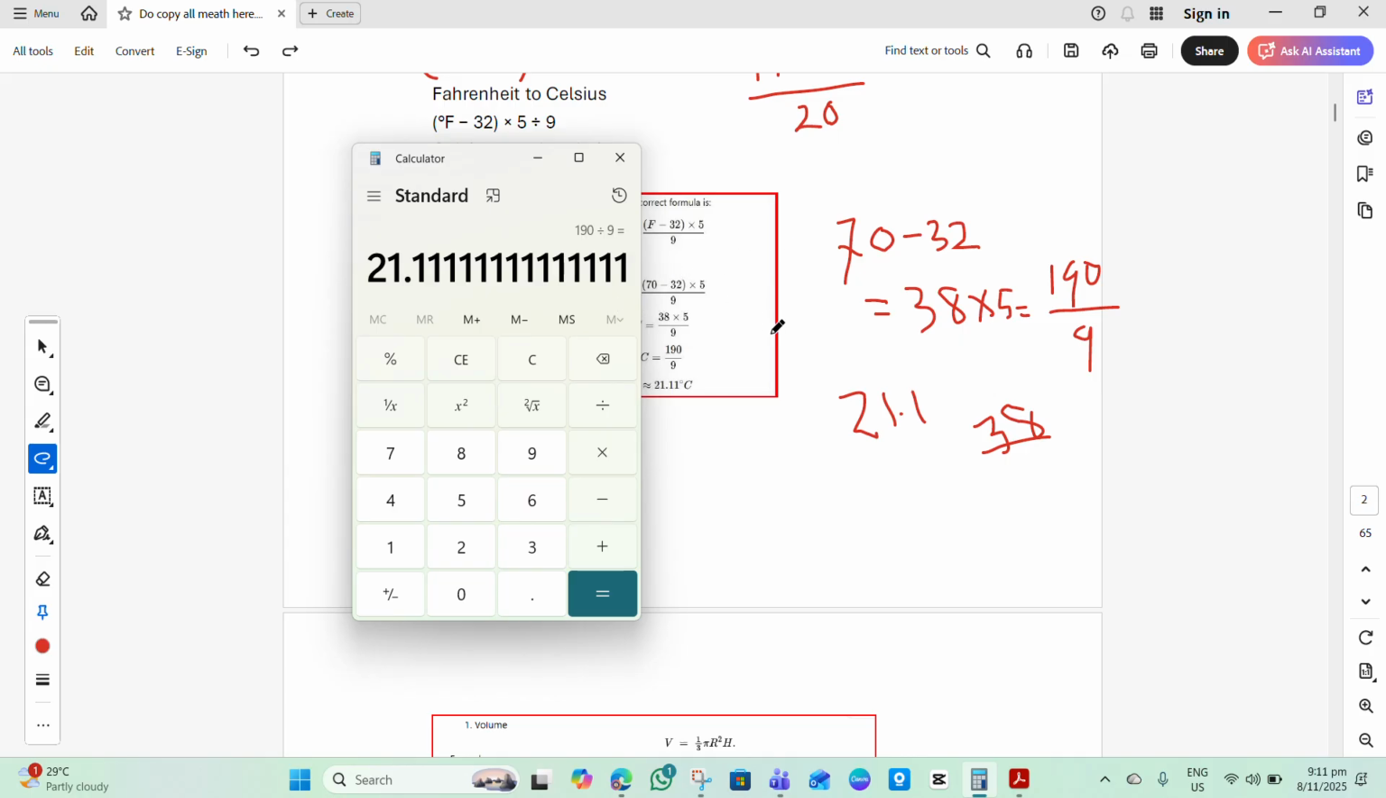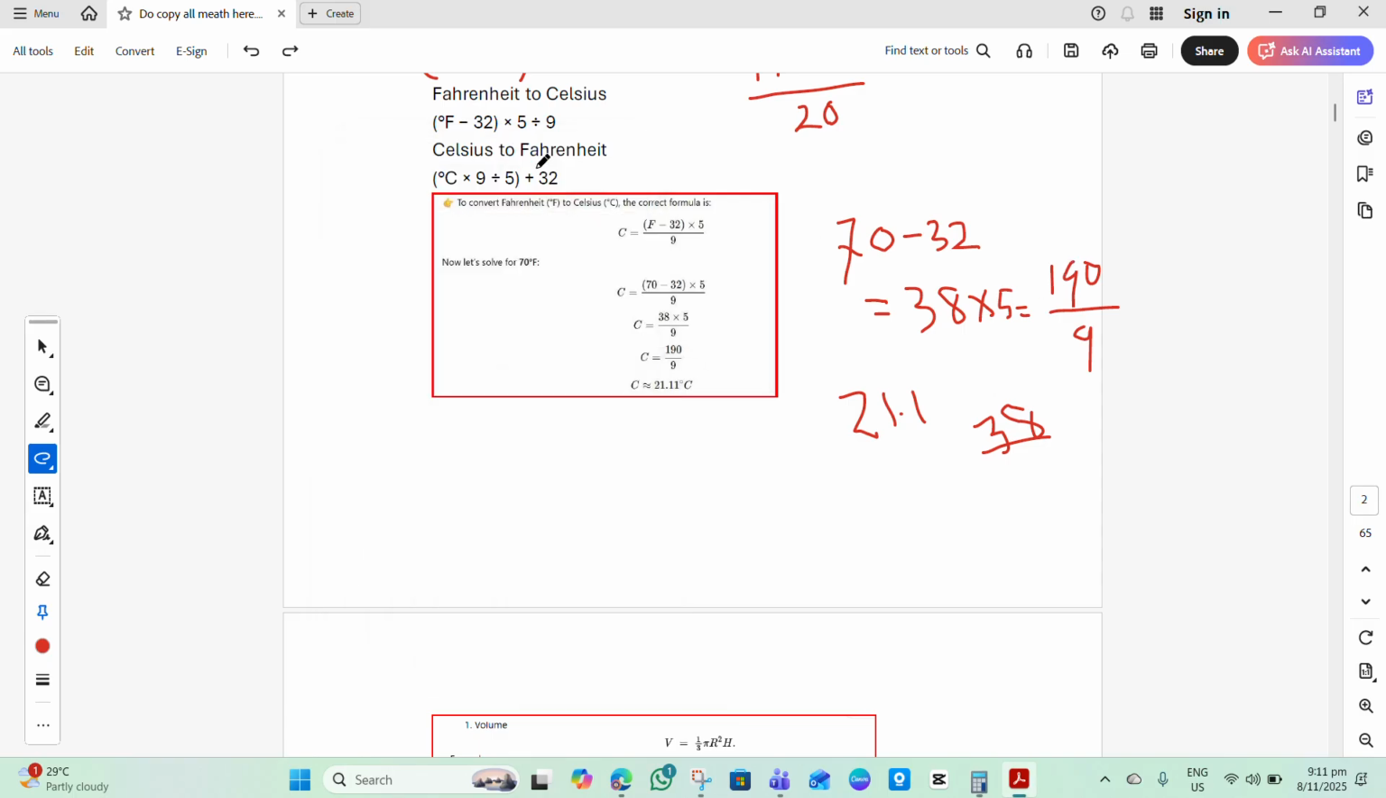Okay, so the question is why 9 and why 5? So we remember this formula when asking Fahrenheit to Celsius, based on the 100 degrees Celsius, and this one is 20 times 100, correct? So it is 5.